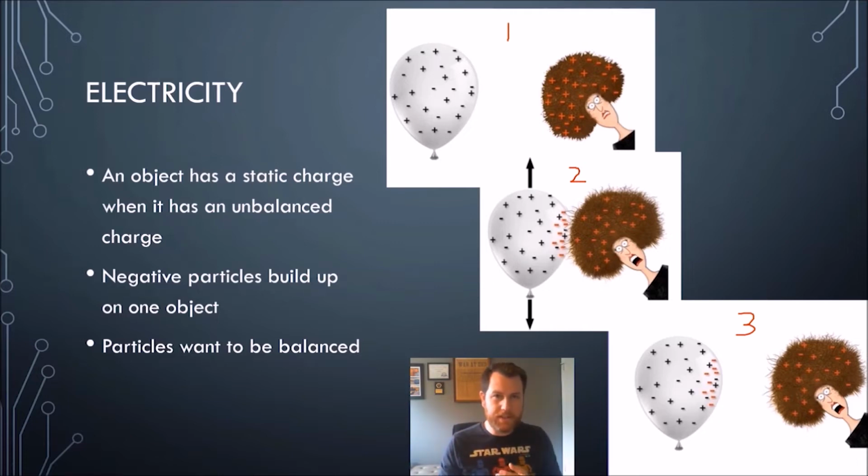Well, remember what I said earlier, those particles want to be balanced. So what's going to happen? Well, think back to what we said earlier. What happens when you have a negative and a positive? What do they want to do? That's right, they want to come together. And so if you bring those close together, they want to pull together. And that's how static electricity works, and that's why when we bring those together, we can even get a shock, because the negative particles want to go back into the hair so that there's a balanced charge.